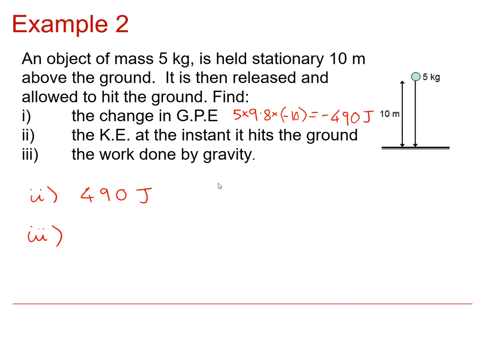Now what about the work done by gravity? So we're thinking about the change in the kinetic energy is going from 0 to 490 joules, and that's because work is being done on that object by gravity in the direction in which it is moving. So the work that's done on the object by gravity is also positive 490 joules.